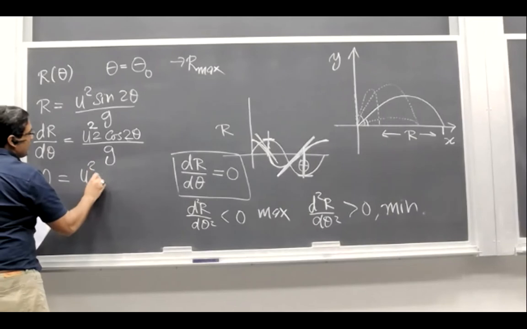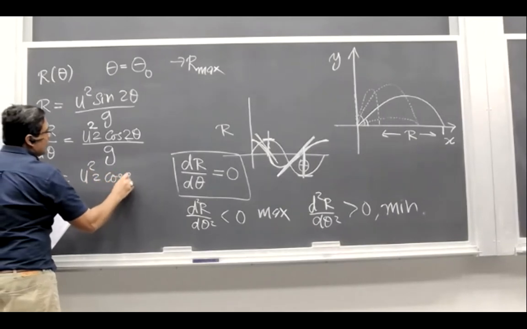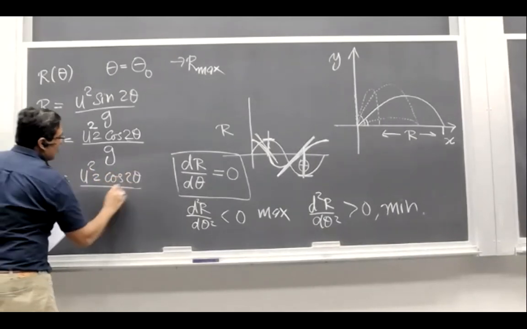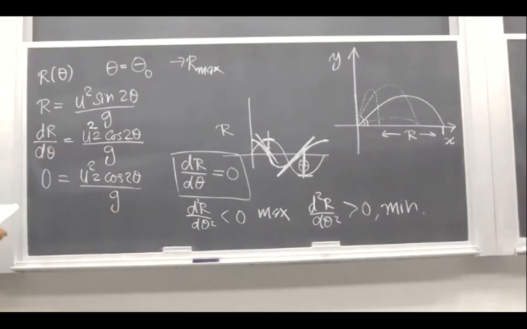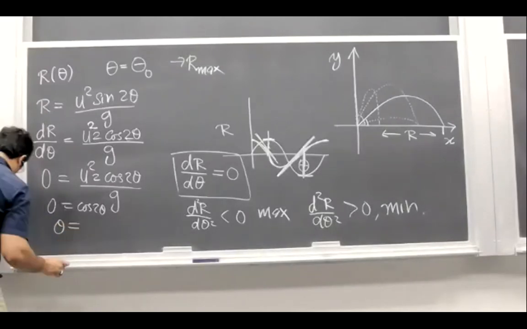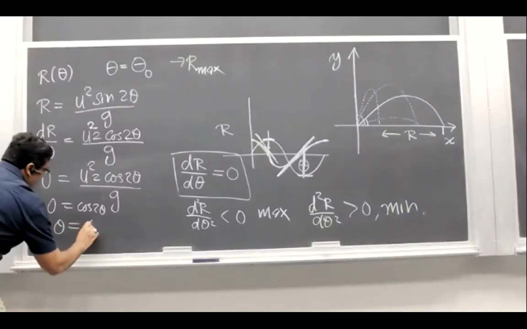U squared 2 cosine 2 theta over g, and then if you solve it, of course, this is a constant, this is a constant, this is a constant. It means cosine 2 theta is equal to 0, and that gives me theta equals to, in degrees, 45 degrees.